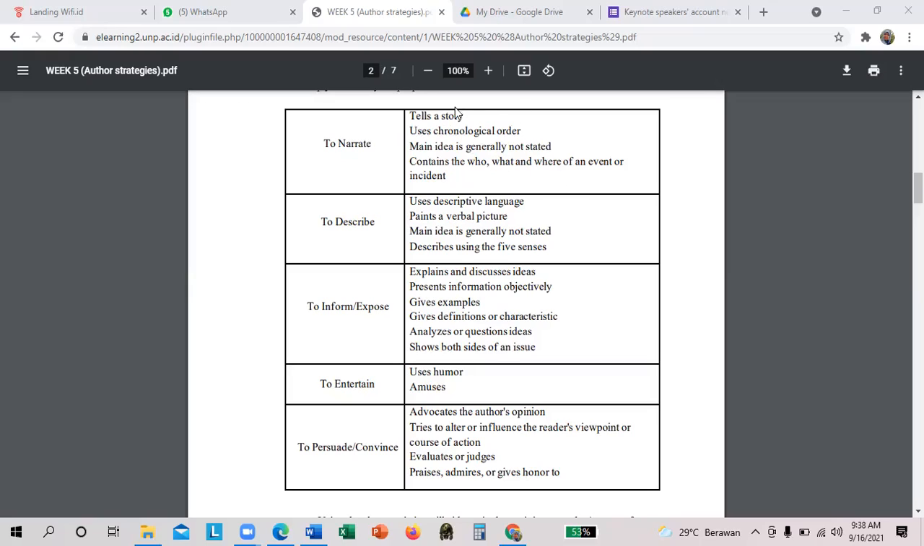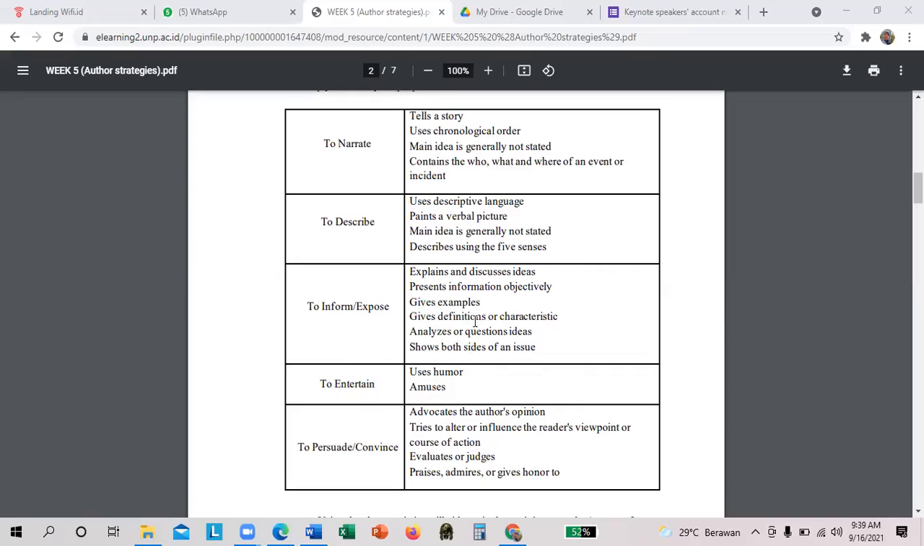So in the writing, in the selected reading, you will find this information, and then you can predict the author's purpose. To narrate means the author proposes to tell a story. To describe means that the writer uses descriptive language, paints a verbal picture. The main idea is generally not stated and is described using the 5 senses. Okay, so by having these indicators or clues, you can later guess, right?